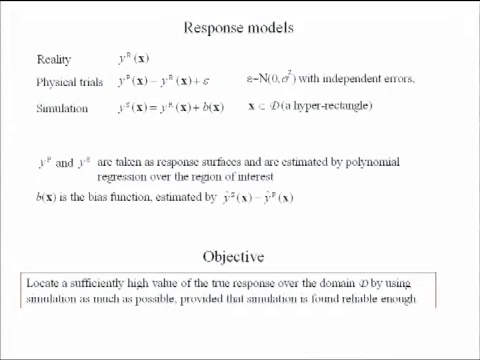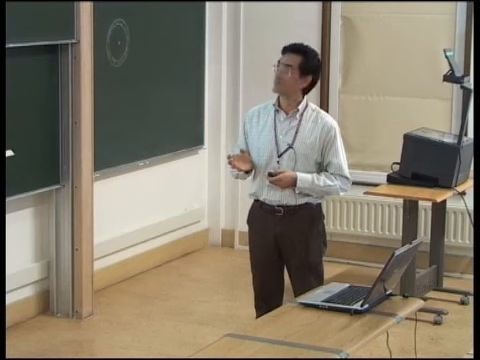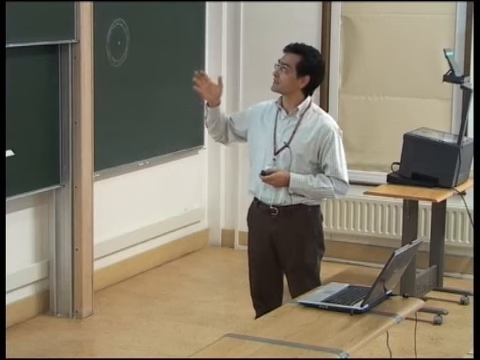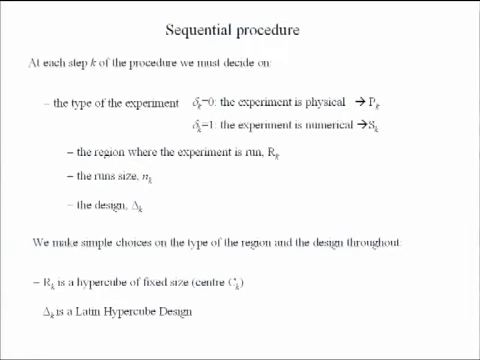So there are 2 objectives there. The sequential procedure is quite simple. At each step of the procedure, we must decide what? The type of experiment, if it is physical or numerical, and this is the high-level decision. And then we have the low-level decision about the region where the experiment is to be run inside the domain, the run size, and we have to find the design in that region.